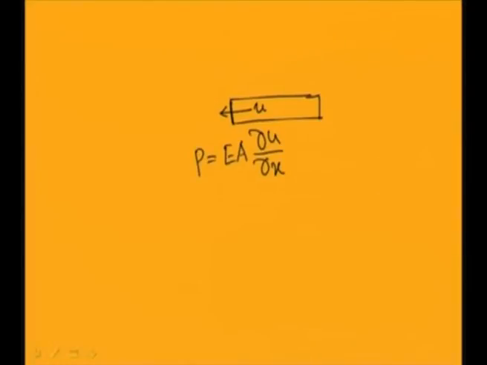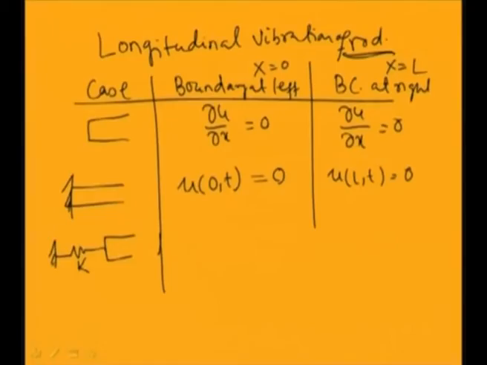So, at displacement u, the spring force will be equal to k u. So, at the left end, k u will be equal to E A del u by del x, and at the right end, E A del u by del x will be equal to minus k u. So, at the left end I can write E A del u by del x equal to k u, and at the right end E A del u by del x equal to minus k u.